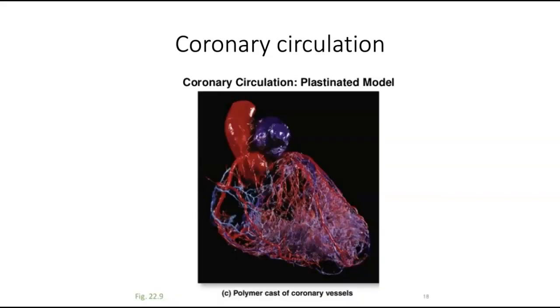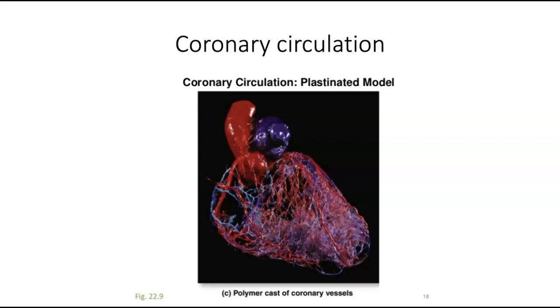You can see in this plastinated model, what they did is they injected a liquid resin dye into the coronary arteries, and it flows into the capillary beds, solidifies, and then they degrade away the actual heart, leaving a cast of the capillary beds servicing the cardiac muscle, so you can see how extensive those capillary beds are.